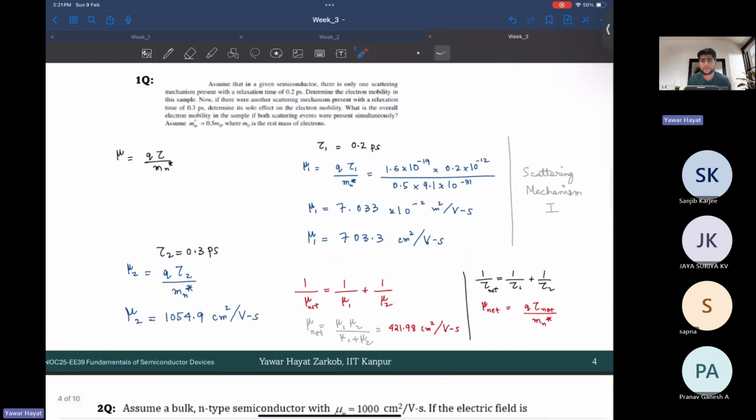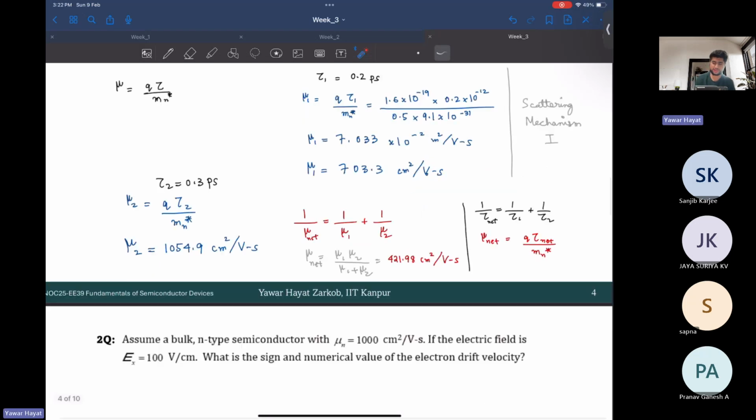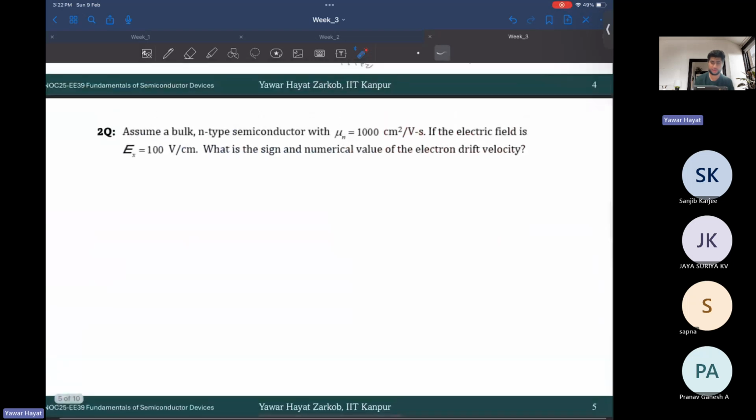Is this question clear? Any doubts? Okay, I'll take that as a no. No one has any doubt. So we'll move on to the next question.